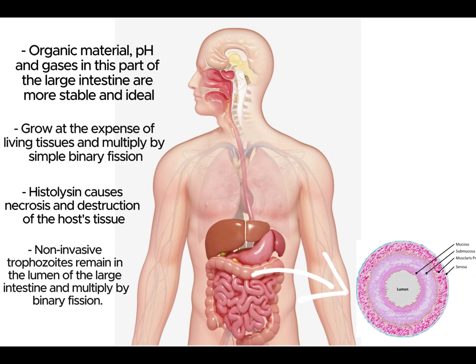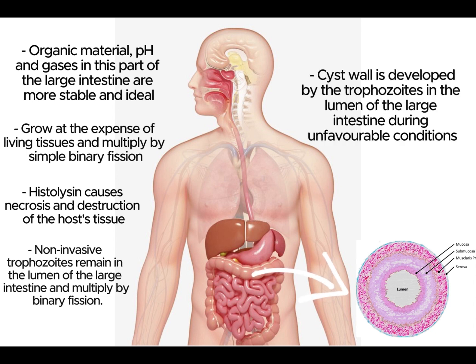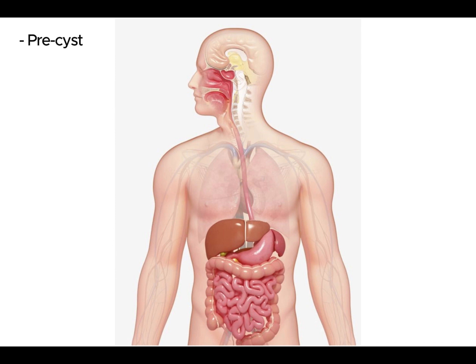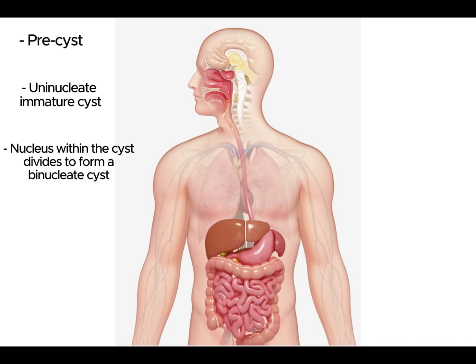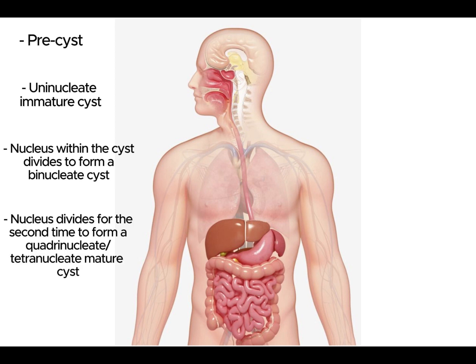Some of the trophozoites from the mucosa and submucosa, after repeated binary fission, move back into the lumen of the intestine. When the condition becomes unfavorable for the trophozoites in the lumen of the large intestine, they start to develop a cyst wall. A precyst is first formed, which soon becomes a uninucleate immature cyst. The nucleus within the cyst divides to form a binucleate cyst. The nucleus divides again for the second time to form a quadrinucleate or tetranucleate mature cyst.